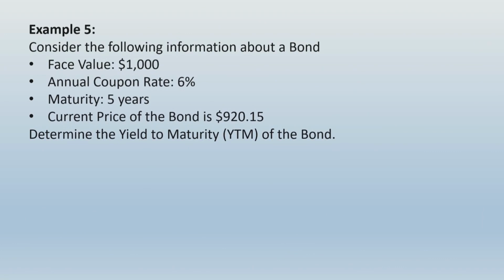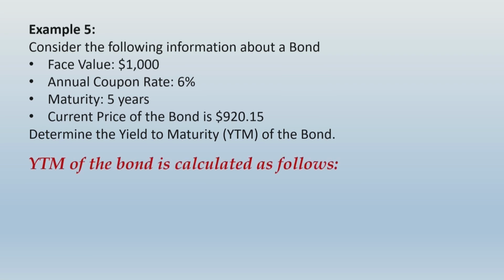Example 5. Consider the following information about a bond. Face value given as $1,000, annual coupon rate 6%, maturity 5 years, current price of the bond is $920.15. Determine the yield to maturity of the bond. So how will you determine the YTM of this bond? You need to arrive at a discounting rate which will match these future cash flows of coupon plus the par value should match with the present value, which is $920.15.